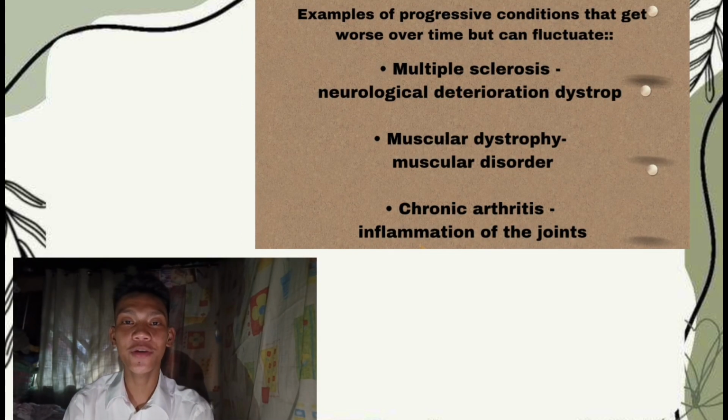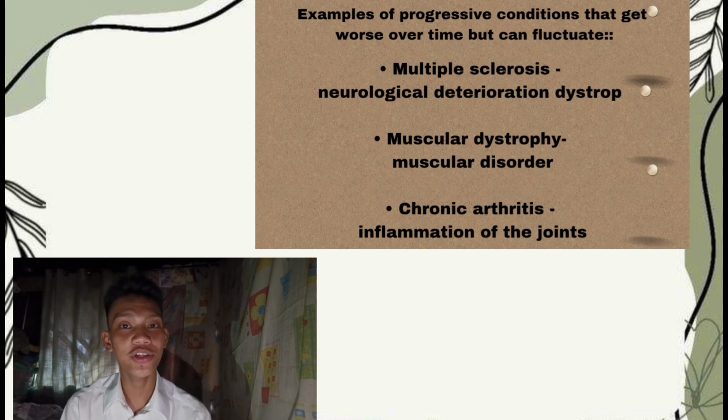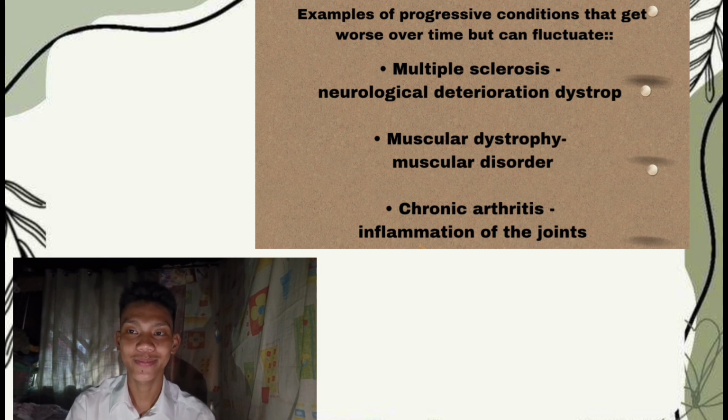So we have here examples of progressive conditions that get even worse over time but can fluctuate. First, we have multiple sclerosis, which is a neurological deterioration. Second, we have muscular dystrophy that belongs to the muscular disorders. And third, we have chronic arthritis, which is an inflammation of the joints.